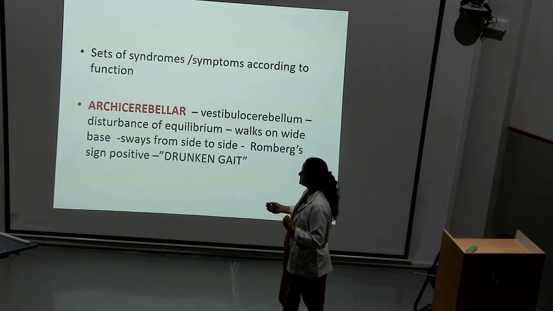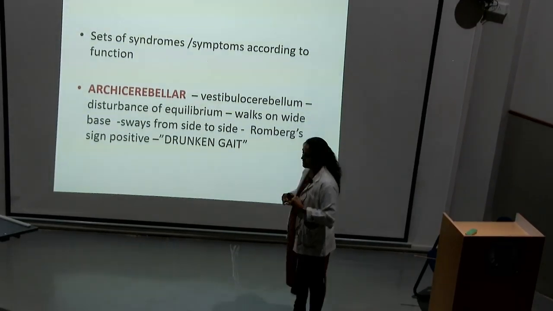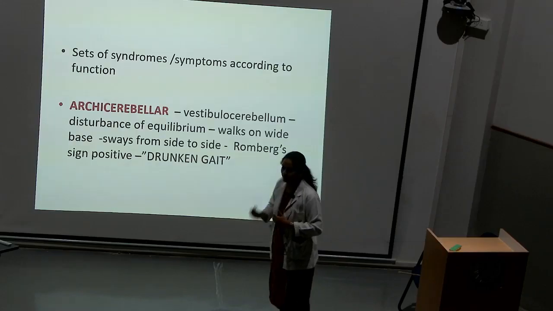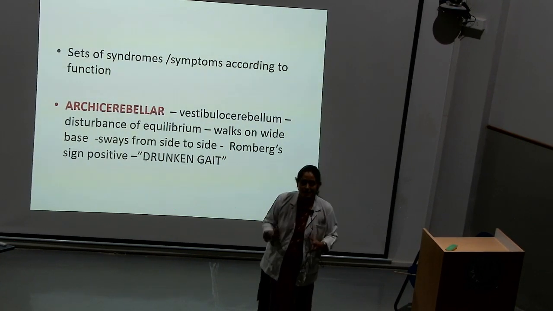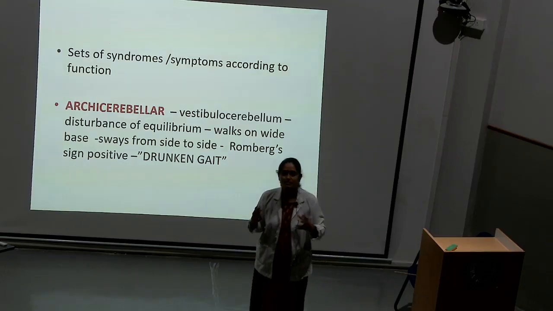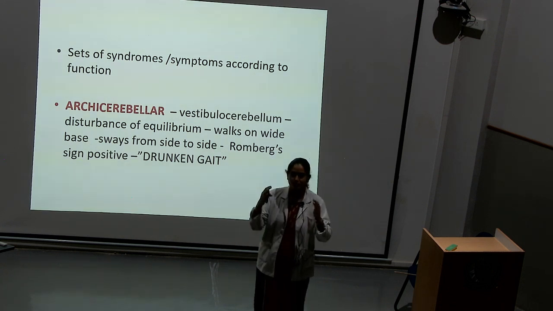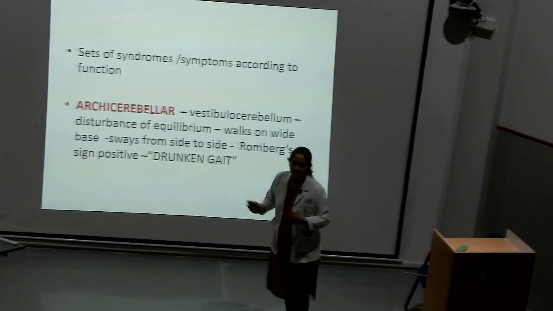The archicerebellum, we have studied, is concerned with the vestibular part and with equilibrium. When equilibrium is lost, the person is not able to maintain balance. He will not be able to stand straight, so he keeps on swaying like this. He is not able to maintain that spatial configuration. He will sway from side to side.